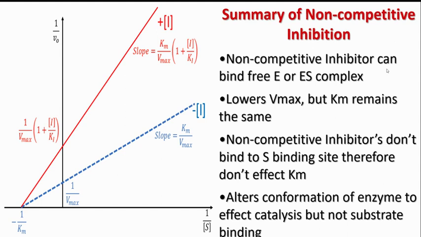We said it lowers the Vmax, but the Km remains the same. Non-competitive inhibition does not bind to the substrate binding site, therefore does not affect Km. What does it do? It alters the conformation of the enzyme to affect catalysis, but not substrate binding. When it binds, what is affected is catalysis, but it doesn't affect whether substrate binds or not. So I hope that is clear.